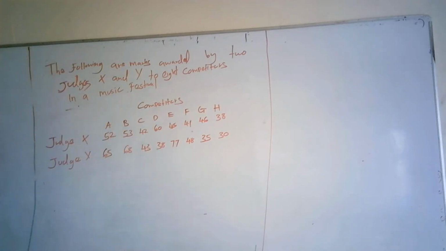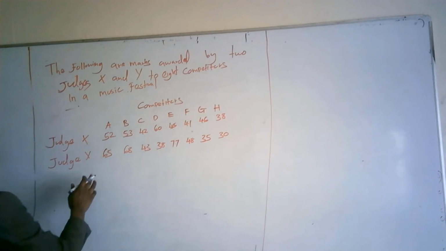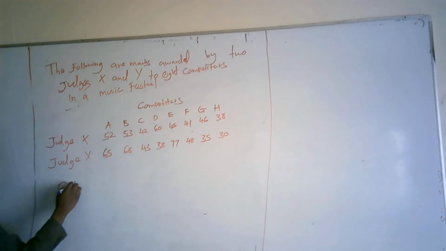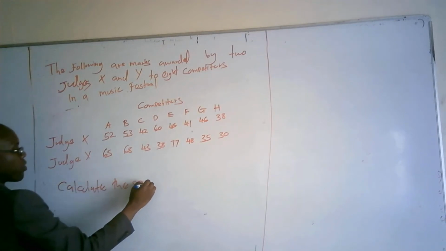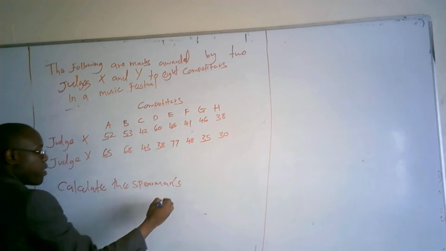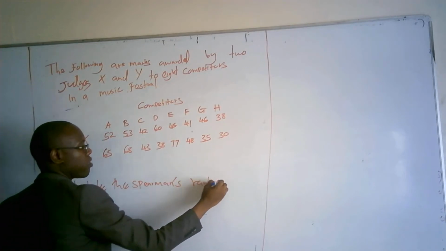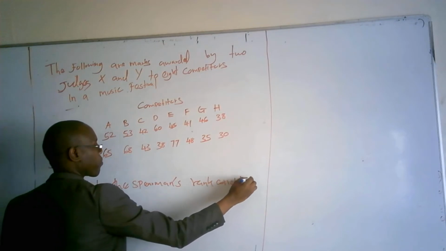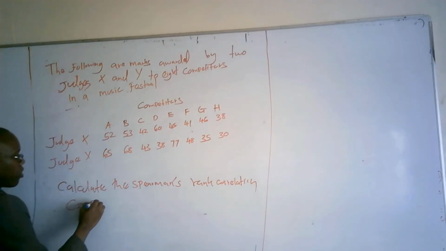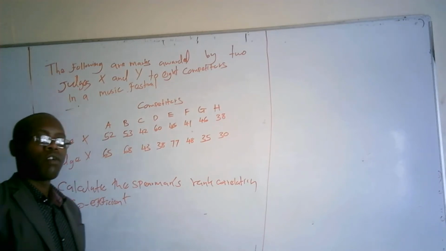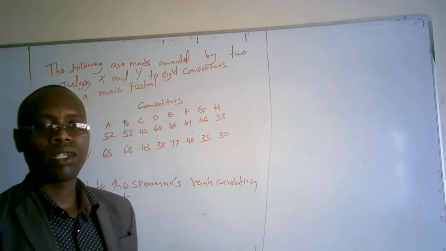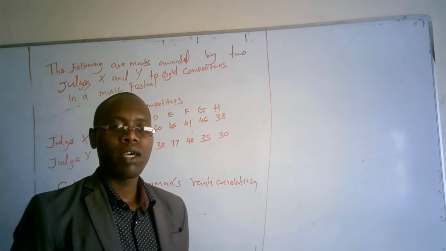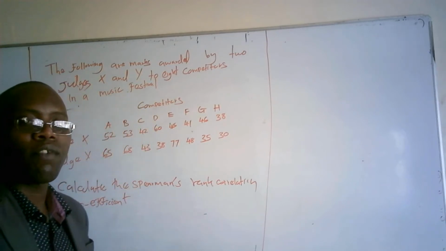So the question was asking us to calculate the Spearman's rank correlation coefficient from the data. The formula does not change. Whether the data has been ranked or not, the formula is the same. But in this particular situation, we have to rank it first.